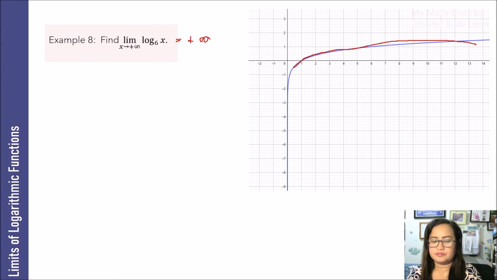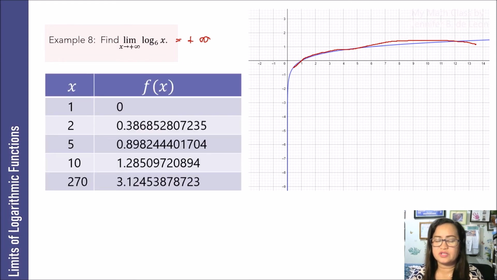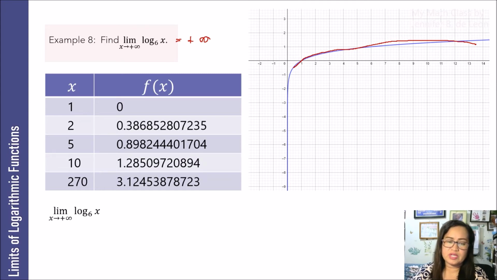So take a look at that, we have positive infinity. Now, using the tabular method, as the value of x approaches positive infinity, or as the value of x increases without bound, we can have f of x equal to this. We can notice that it is on an increasing trend. So therefore, we can say that the limit of the logarithm of x to the base 6 as x approaches positive infinity is also positive infinity.